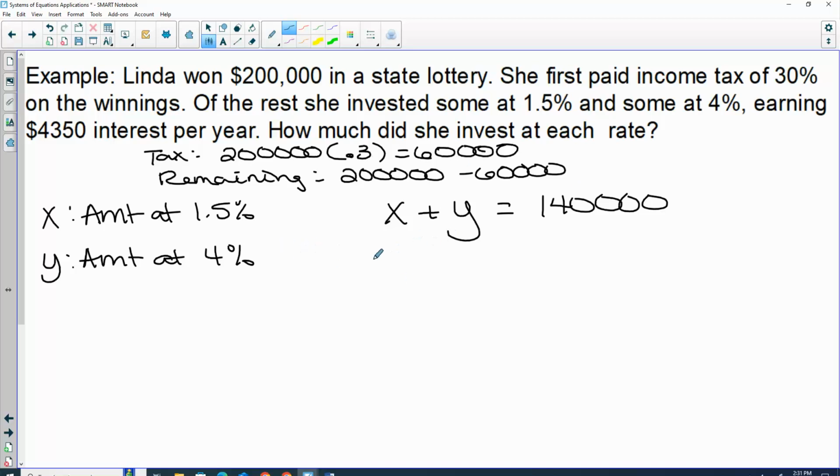Okay, X is the amount at 1.5%. So what would I do? Let's go 0.015x. Y is the amount at 4%. Equals, how much interest did we get? So this time I did tell you the total interest. x. What do we multiply by?